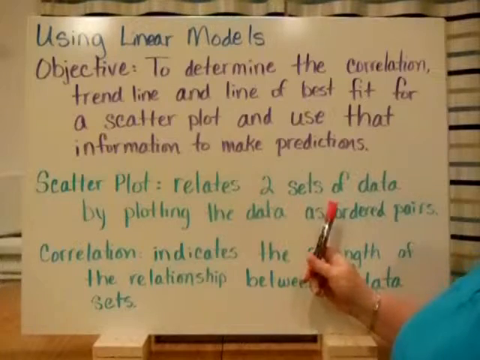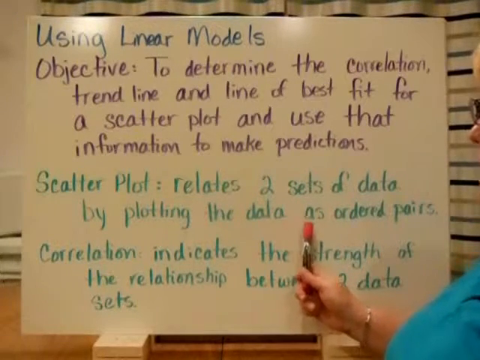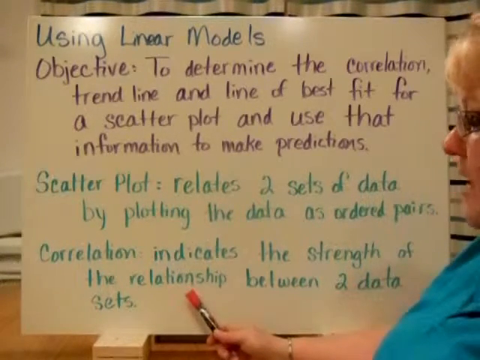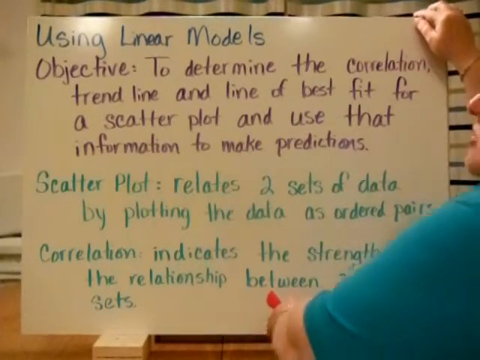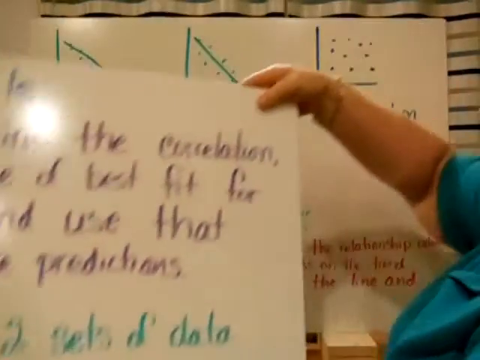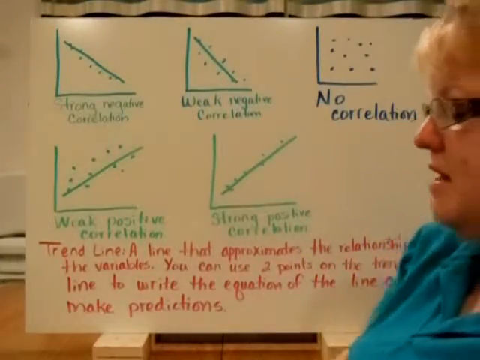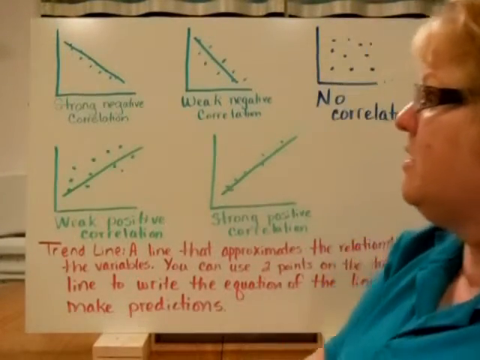A scatter plot relates two sets of data by plotting the data as ordered pairs, and a correlation indicates the strength of the relationship between the two data sets. Here we see the different types of correlation that you can have.